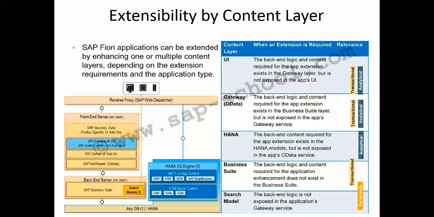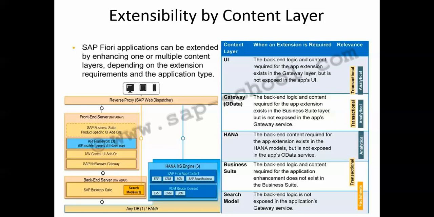Then we have HANA. The backend content required for the app extension exists in the HANA models and is not exposed in the app's OData service. These are applicable for the analytical apps. Then for the business suite, the backend logic and the content required for the application enhancement do not exist in the business suite, and these are applicable for the transactional apps and a bit for the fact sheets.